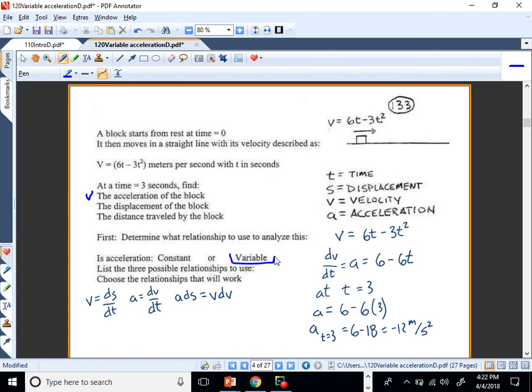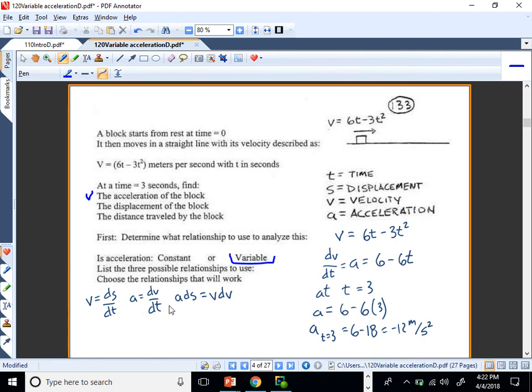Now what I've got there is variable acceleration. Variable acceleration means I've got three equations I can use. v is ds/dt, a is dv/dt, and a ds is v dv. Those are the three I can use. All right, and I know the acceleration. I want to find the displacement next. So which one of those will work? I might have to mess around with it some and work with it a little bit to figure it out. But which one of those could I use to get to displacement?